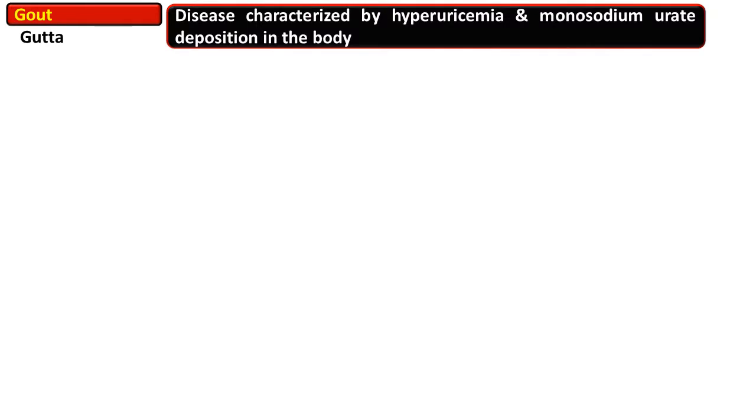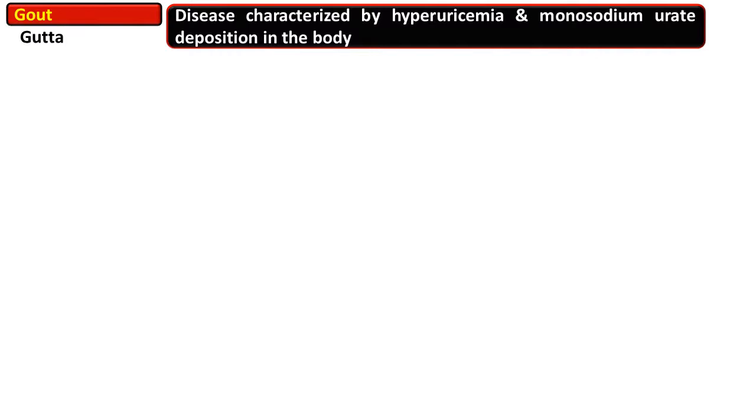The term gout, earlier named as podagra and then named as gout in 1200 AD, is derived from the word gutta, which means a drop. This term was based on the humorism theory, which was defined by the ancient Greeks, and then further refined by Hippocrates and Galen.